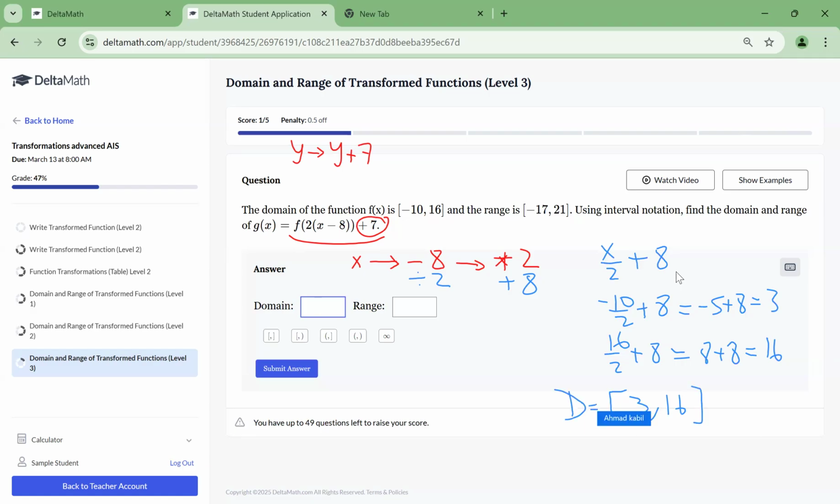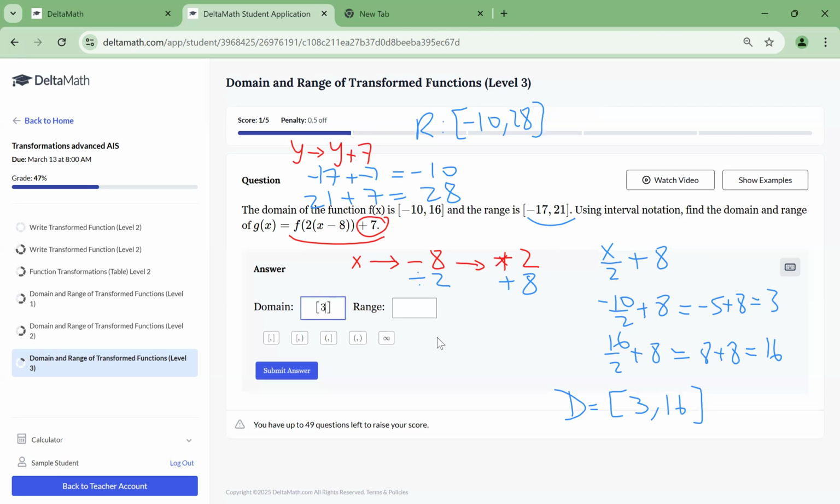The range is -7 and 21, and we want to transform that. So -7 plus 7, excuse me, this is -17 plus 7, and 21 plus 7. So this is -10, and this is 28. So the new range is -10, comma, 28. So for the domain, we have 3, 16. For the range, we have -10 and 28.